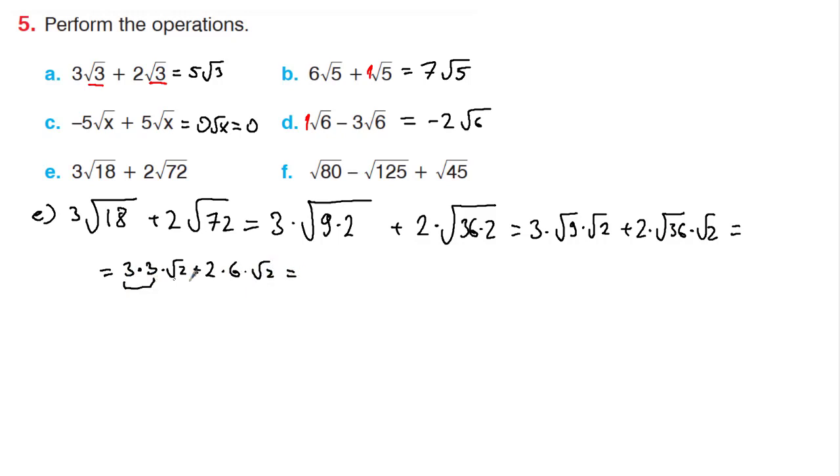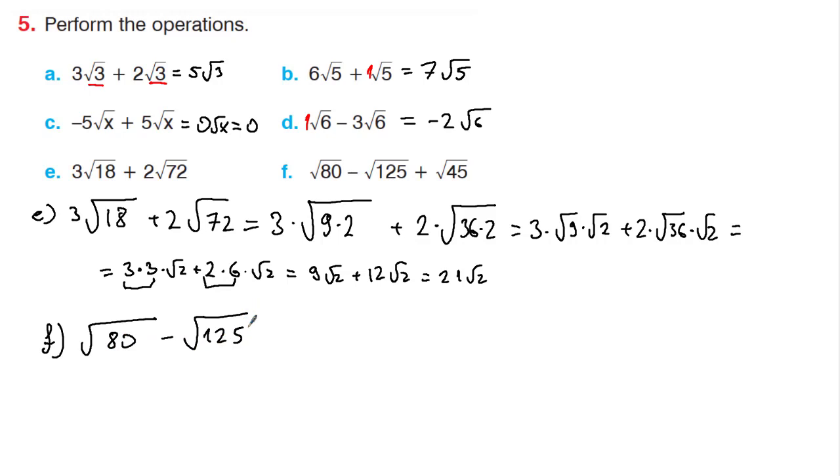So let's multiply here and here. What do you get? You get 9 root of 2 plus 12 root of 2. That makes 21 root of 2. Perfect. And the last exercise here would be root of 80 minus square root of 125 plus root of 45.